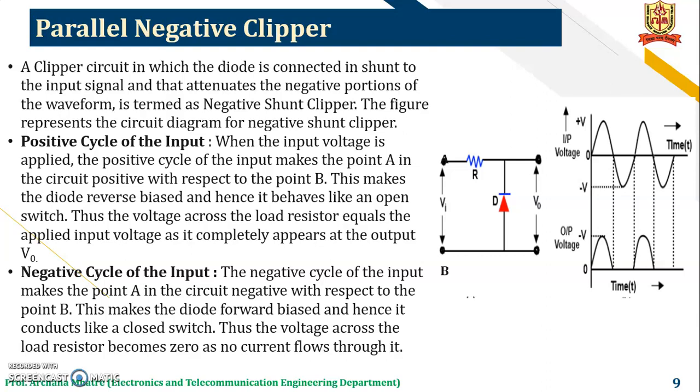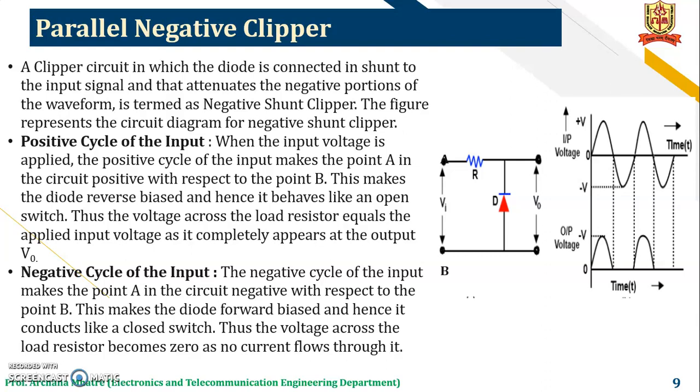Positive cycle of the input. When the input voltage is applied, the positive cycle of the input makes the point A in the circuit positive with respect to point B. This makes the diode reverse biased and hence it behaves like an open switch. Thus, the voltage across the load resistor equals the applied input voltage as it completely appears at the output V0.